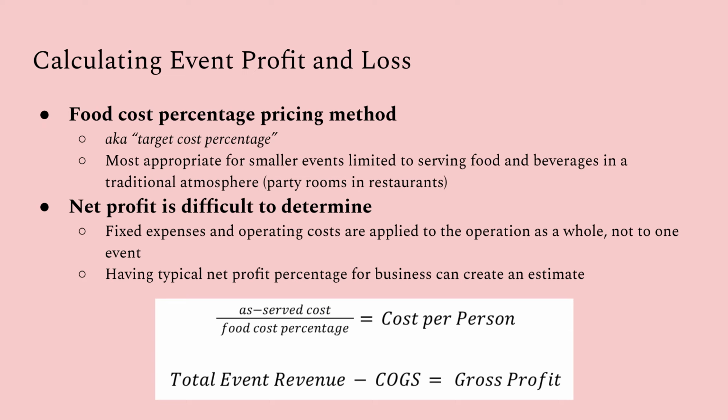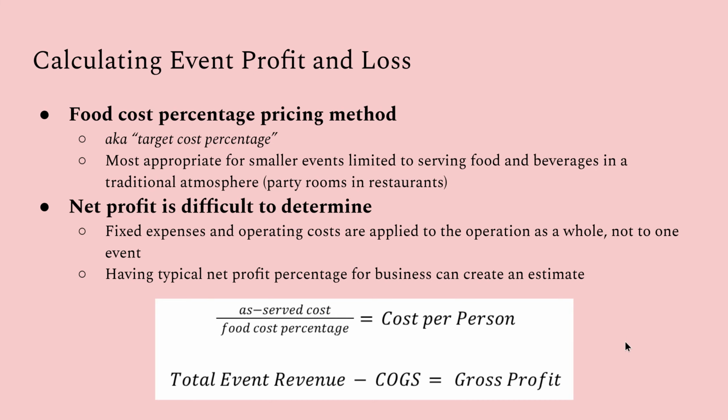Using the food cost percentage pricing method is most appropriate for smaller events limited to serving food and beverages in a traditional atmosphere. So think of party rooms and restaurants. The net profit is still a little difficult to determine because the fixed expenses and operating costs are applied to the operation as a whole and not just to one event. So it's hard to isolate the amount used during that specific event. So that's why it's kind of a little tricky. But having the typical net profit percentage for a business can create an estimate in the end.